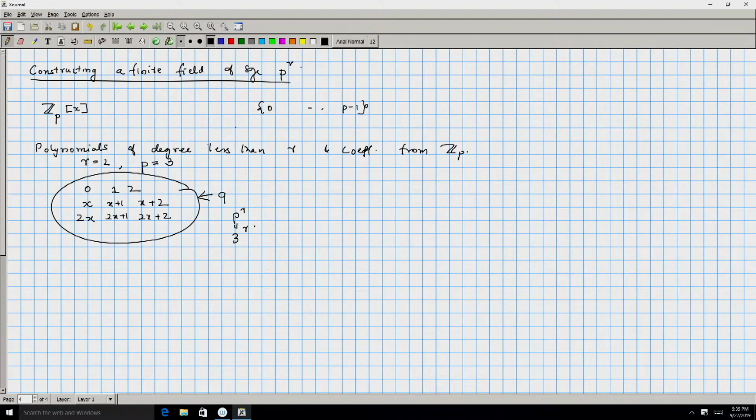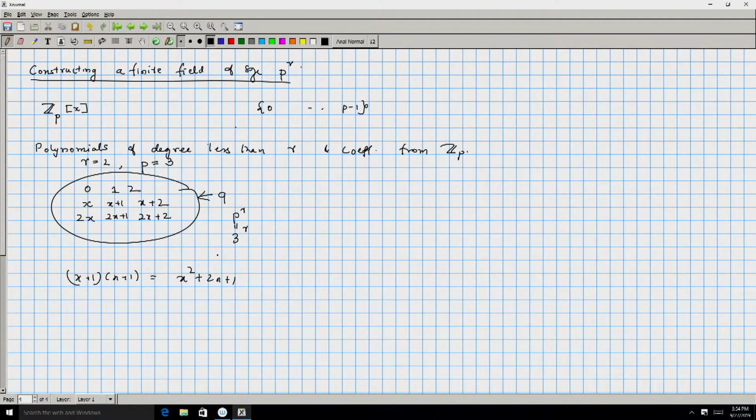This is a collection of polynomials. Of course, if you multiply 2 of these polynomials, their result is not going to be one of these collections. For example, if I take x plus 1 into x plus 1, that is going to be x square plus 2x plus 1, that is not an element of this collection. So under the normal multiplication these do not form a finite field. So, we have to define a new multiplication and addition.